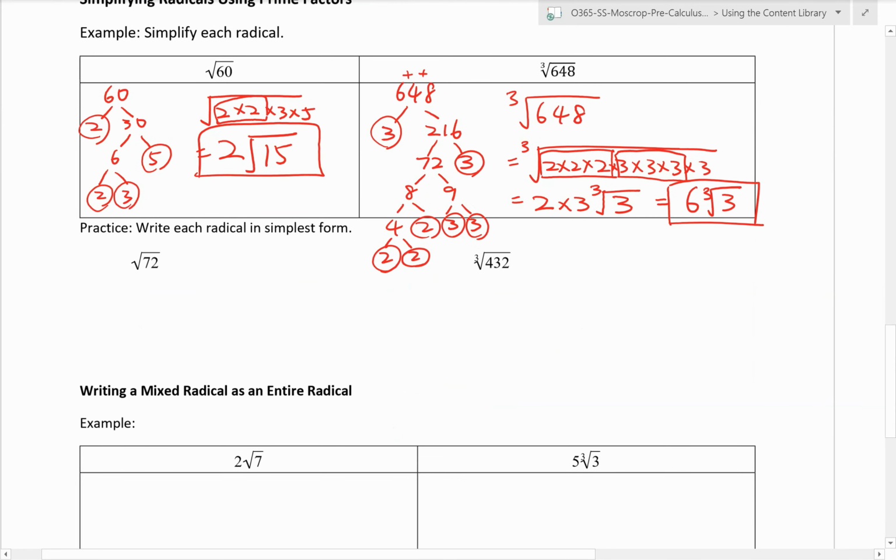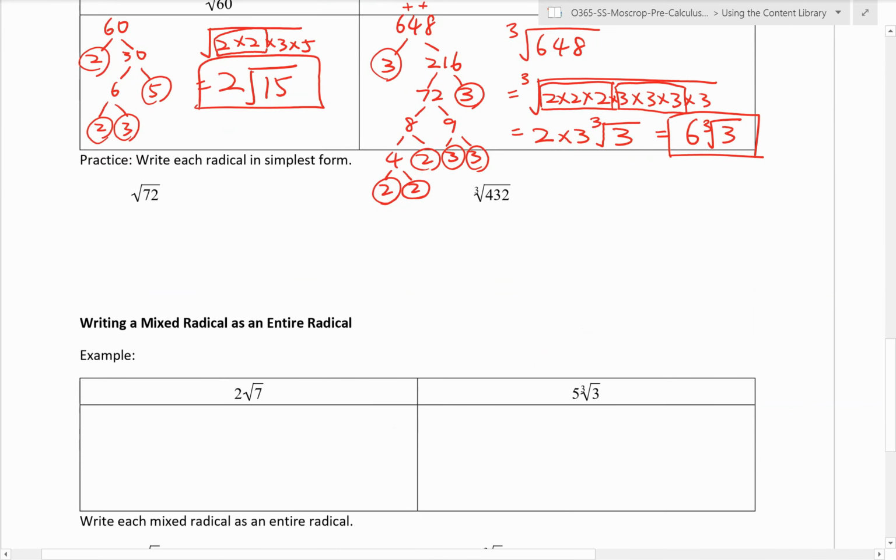Okay, so there are 2 examples for you to practice. Okay, so give it a try. Okay, so I'm assuming you finished it. I'll do it quickly here.